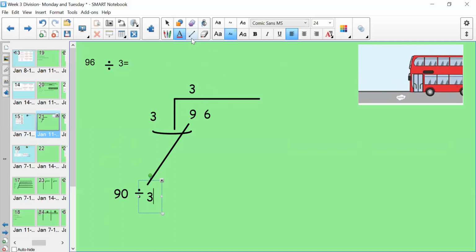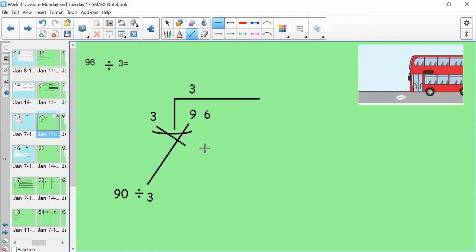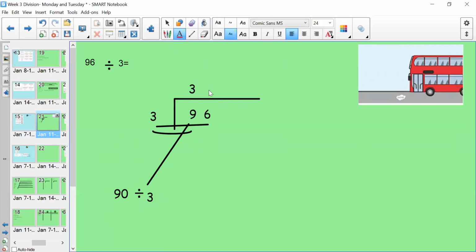So now we move to the ones column. So 6 divided by 3. We know that 6 divided by 3 is 2. So then we put that up here. You've got to make sure that you're matching the correct columns. You can't just put 2 over there, and you can't just put the 3 over there.